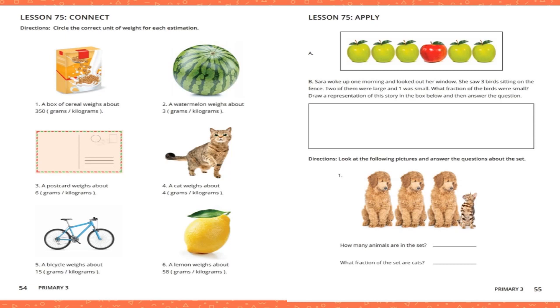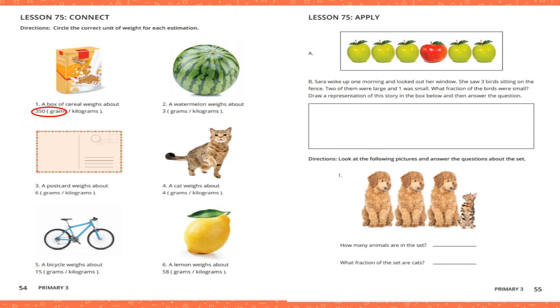Circle the correct unit of weight for each estimation. Here we have a box of cereals. It weighs 350 grams or kilograms. Is it very heavy? 350 kilograms, or is it light? 350 grams. Yes, it's light.